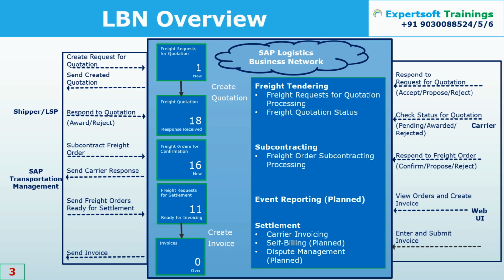So basically, a brief introduction about this LBN part. We are using multiple terminologies, whether we call it logistics business network, or business network for logistics, BN4L. The terminology is the same. The main objective is that it's a cloud-based solution where we are trying to improve the collaboration between the carrier and the backend S4 TM system.